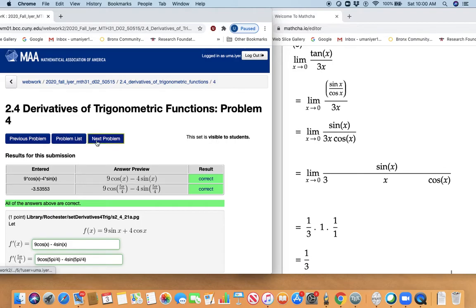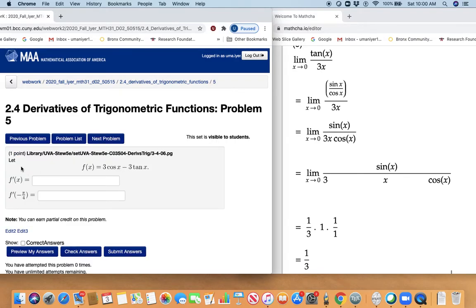Okay. Next problem. f of x is this function, find its derivative. The derivative of cosine is negative sine, so I get negative 3 sine x minus 3 times the derivative of tan, which is secant squared x. All right, and I'm going to evaluate all this at negative pi over 4.